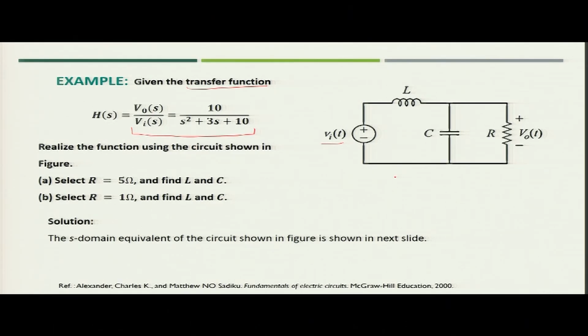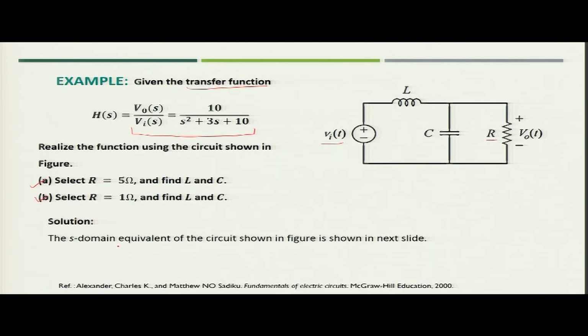What we have to do, since we have three unknowns here, R, L and C, we will fix one value, that is R. Why will we fix that value? We will see when we progress with the solution why we are fixing the value of R and finding out the value of C. So, we will take two cases where R is 5 ohm and R is 1 ohm, and we will try to find out the value of L and C.